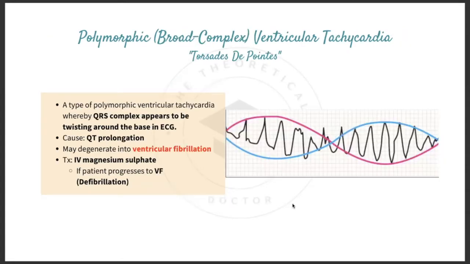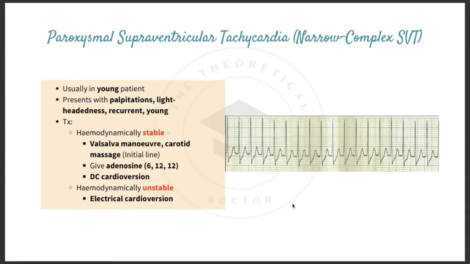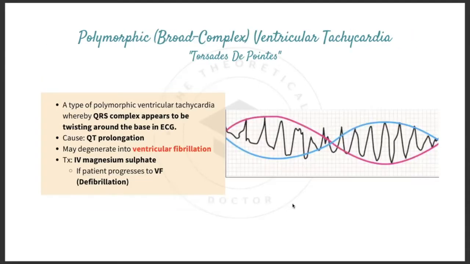All right, now it's Torsades De Pointes. Earlier was narrow complex, okay? Now we're going to talk about broad complex. Basically, for Torsades De Pointes, it is as if they are coming. You can see an infinity shape on the ECG.